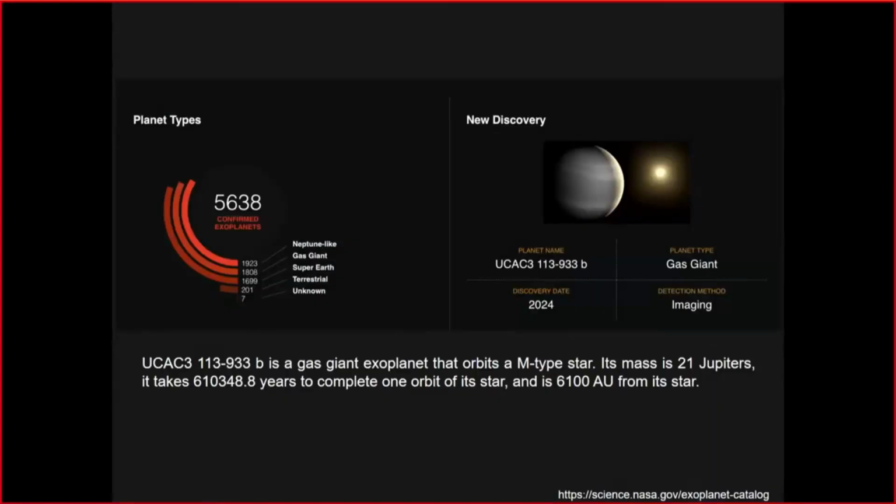By now, it is said that more than 5,000 exoplanets have been confirmed by various missions, including Neptune-like planets, gas giants, super Earths, and terrestrial planets. And just to inform you, in 2024 alone there was a discovery of UCAC3, a giant exoplanet that orbits an M-type star. Its mass is 21 times Jupiter. So the discovery of exoplanets where the possibility of life exists continues to grow.